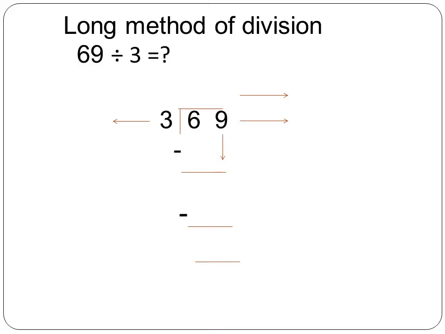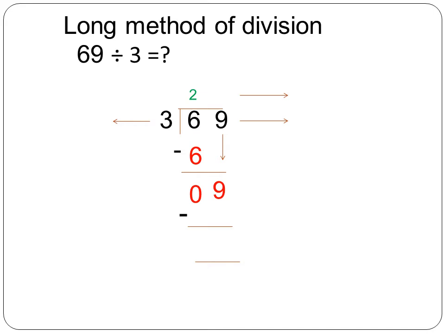Next, long method of division. Divide 69 by 3. You have to start from the tens place. Divide 6 by 3. So it is 3 twos are 6. Next, what you have to do? Subtract. 6 minus 6 is equal to 0. Next step, draw an arrow and bring 9 down.